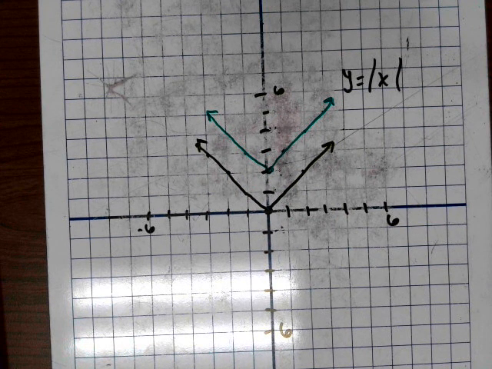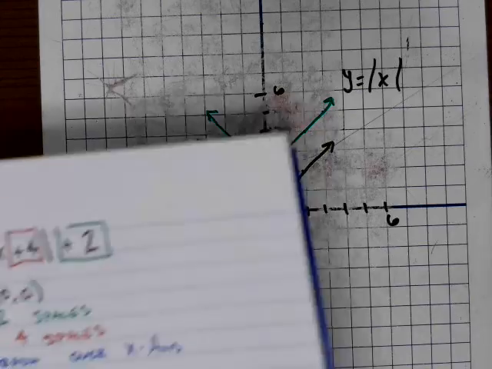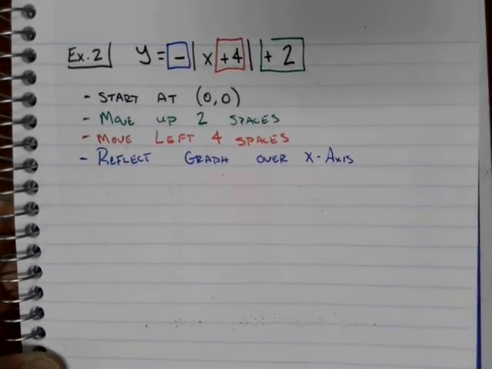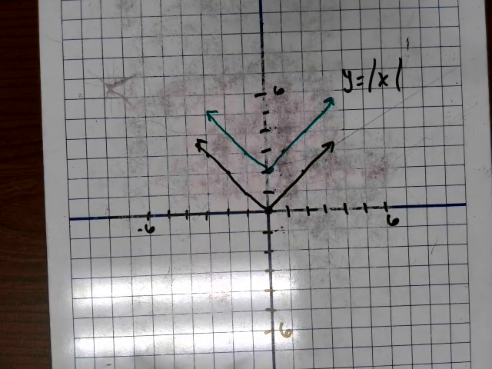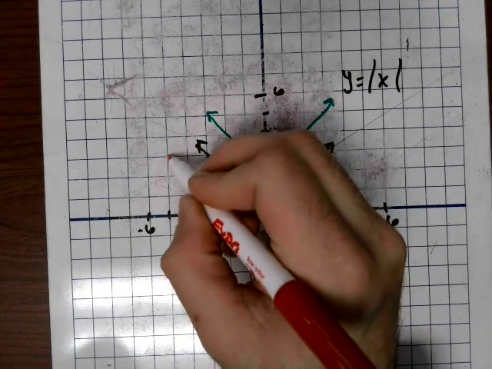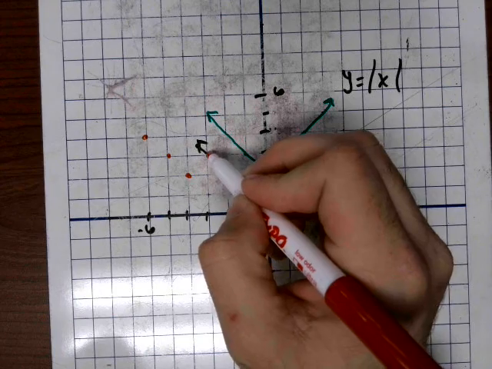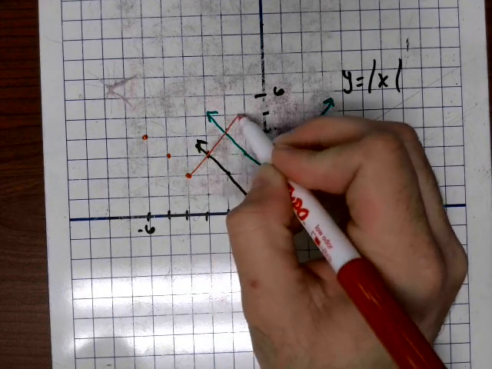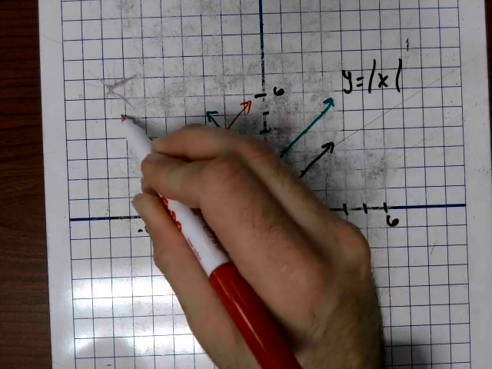Second move, left 4 spaces. So we're going to go left 1, 2, 3, 4. Draw my diagonals. Okay, there's the second move.